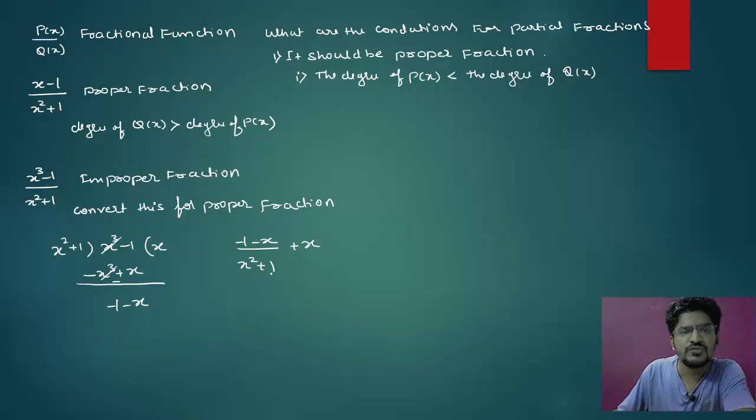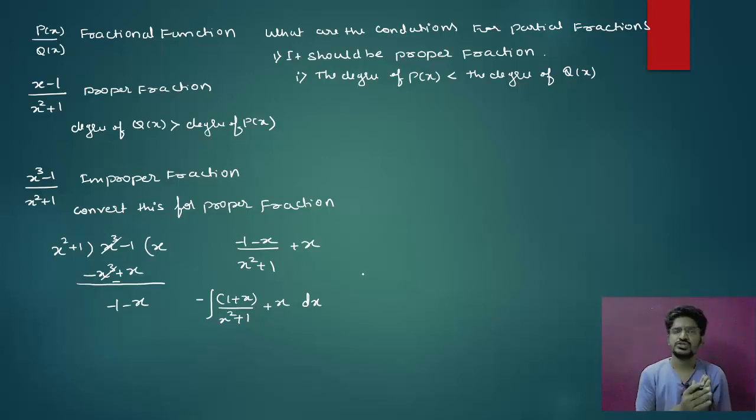If you feel any doubt here, you just simplify. x square into x is x cube. 1 into x is x. So x minus x will get cancelled and you will get x cube minus 1. Now you have to do the integration of this term. That is nothing but minus of 1 plus x divided by x square plus 1, plus x, with respect to dx. You have to calculate the integration of this. So this is how we have to simplify our improper fractions.